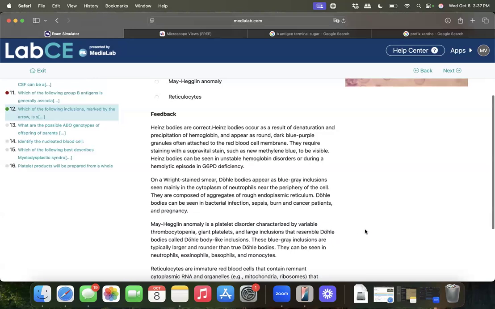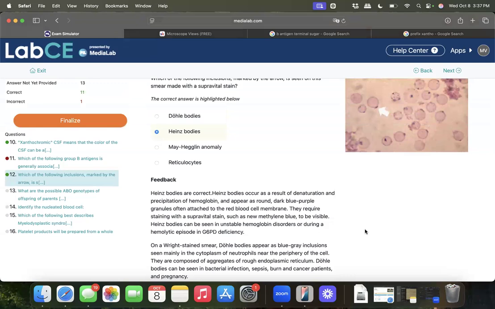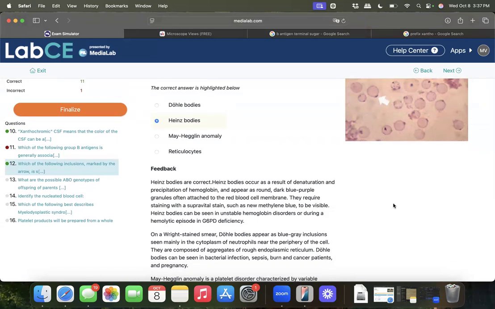Heinz body is correct because Heinz bodies occur as a result of denaturation and precipitation of hemoglobin and appear as round, dark blue-purple granules, often attached to the red blood cell membrane. So it kind of looks like little nipples on the outside of red blood cells. That's how I think of Heinz bodies. You're never gonna forget it, Emily. They require staining with a supravital stain such as new methylene blue to be visible. Heinz bodies can be seen in unstable hemoglobin disorders or during a hemolytic episode in G6PD deficiency.